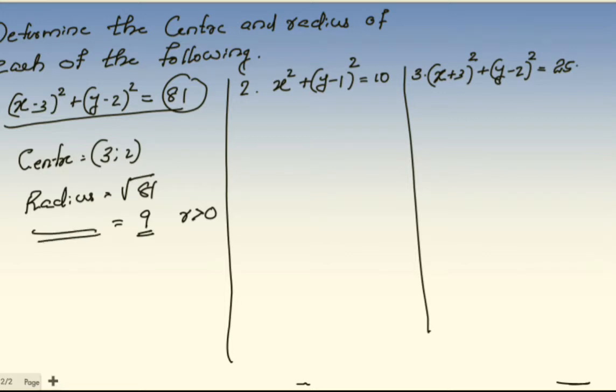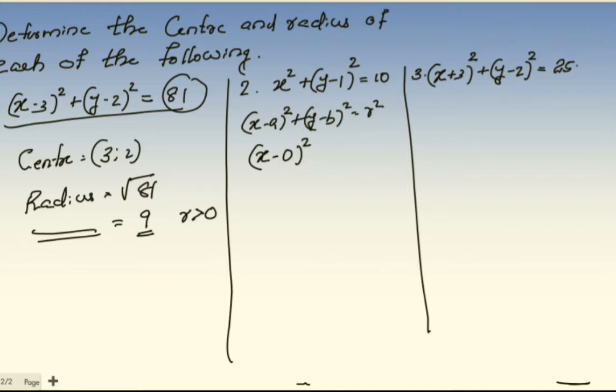Now coming to the second question. X squared plus (y minus 1) all squared is equal to 10. Compare this one with the standard form. What is the standard form? (x minus a) all squared plus (y minus b) all squared is equal to r squared. So x minus a, here only x squared is there. X squared we can write as (x minus 0) all squared.